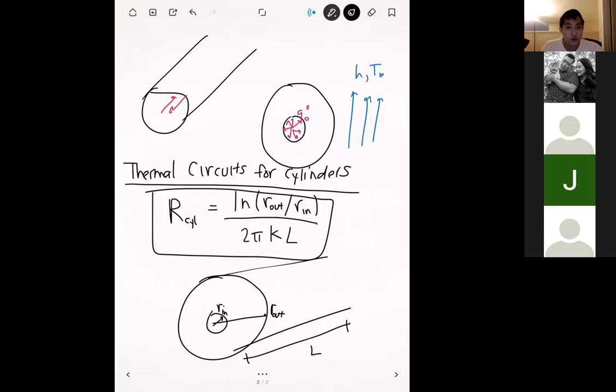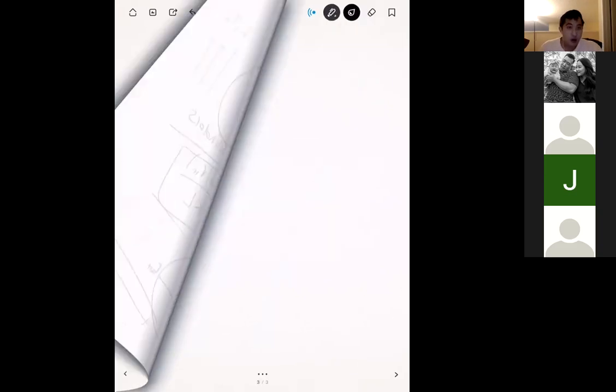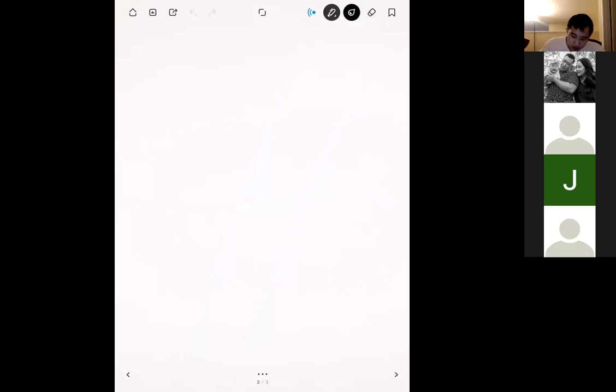Just like we've done for Cartesian systems, thermal circuits work really well when you have a bunch of different layers of different materials, one after the other. So very similar to problem 3B on the homework, but for cylindrical systems as well. Before I draw that diagram, are there any questions here, or are people still writing things down? Okay, let's say that we have a situation that looks like this.